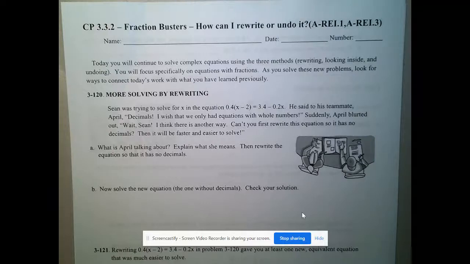We had rewriting, we had looking inside, and we had undoing. And we sort of add fraction busters to that list as our fourth strategy because it is very helpful in making an equation more manageable.